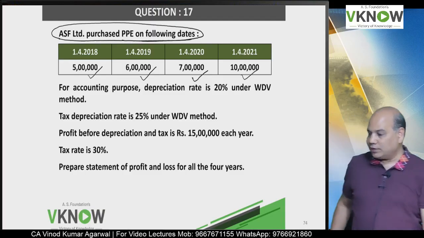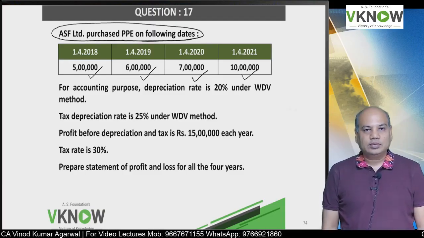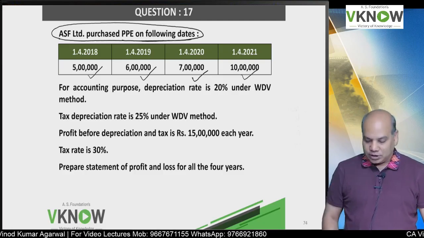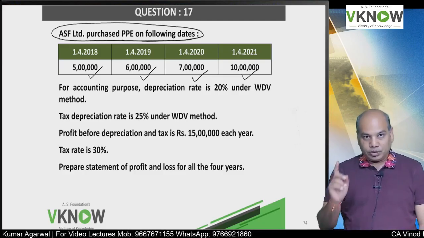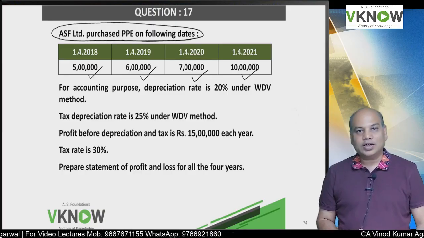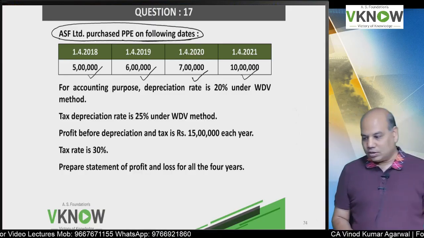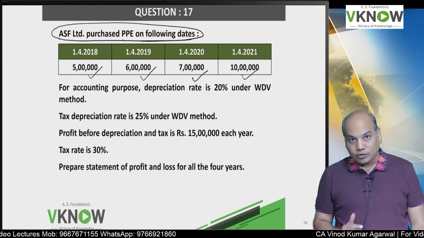To make your life more miserable, they have given the WDV method, which means every year the depreciation amount will change. PBDT is 15 lakh, tax rate 30%. Again, they have asked you to prepare the statement of profit and loss for all 4 years.